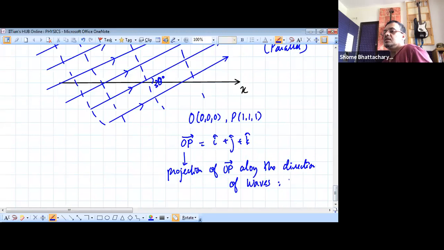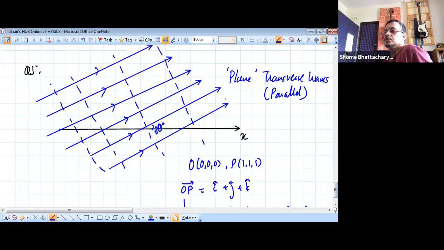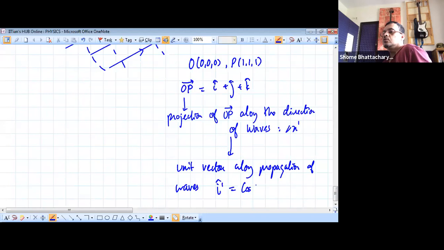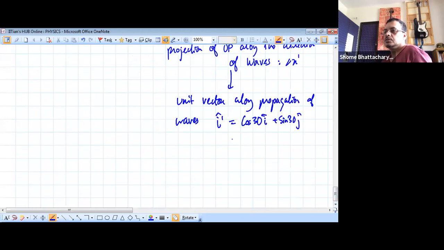So that is going to be, let's say, our delta x prime between the 2 points O and P, because this axis we are taking as x prime, which is at 30 degrees. So we can take a unit vector along x prime, the unit vector along the propagation of waves, let's say as I prime cap. So that will become how much? That will become cos 30 I cap plus sine 30 j cap. We can take it like that, as that vector is lying in the xy plane, at 30 degrees to this. So it will become root 3 by 2 I cap plus 1 by 2 j cap. So this is your I prime cap.